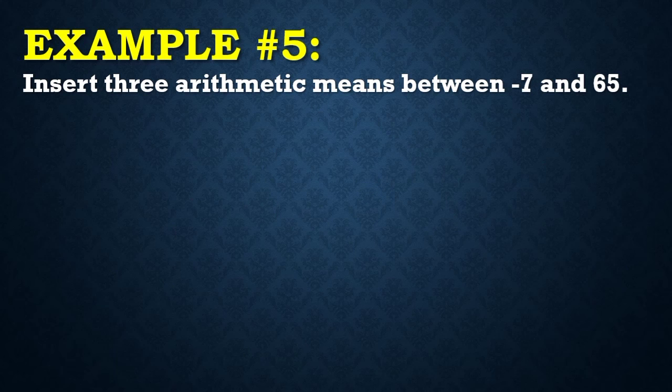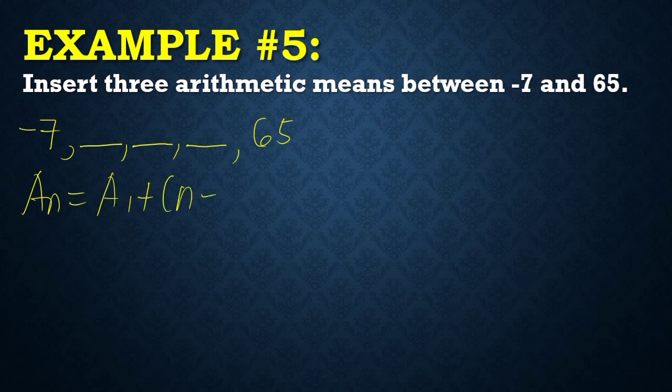And then, example number 5, insert 3 arithmetic means between negative 7 and 65. So, same process. Lista natin negative 7. Then, tatlong blanco. So, kanina, dalawa kasi 2 arithmetic means lang ang hinahanap. Pero dito sa problem na to, 3 arithmetic means na yung hinahanap. So, and then, 65. Now, formula ulit ng arithmetic sequence, a sub n equals a sub 1 plus the quantity of n minus 1 times d. A sub n, that is 65, is equal to the first term, which is negative 7, plus, what is n?